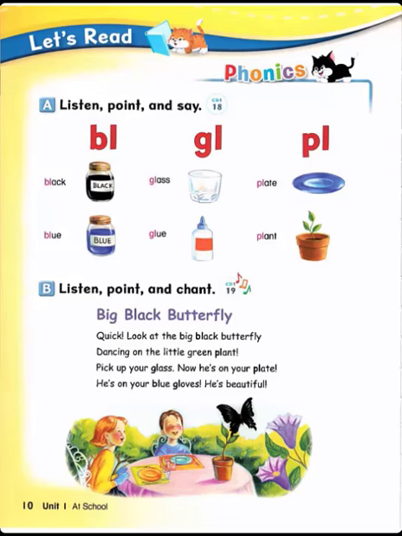Page 10. Let's read. A. Listen, point, and say. B-L. Bl. Black. Blue. G-L. Gl. Glass. Glue. P-L. Pl. Plate. Plant.